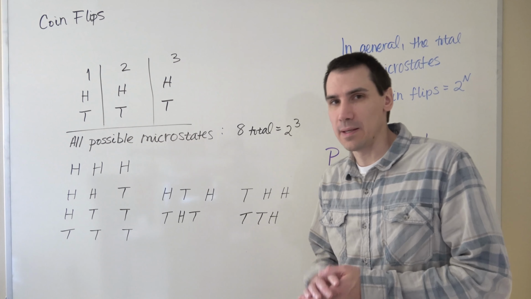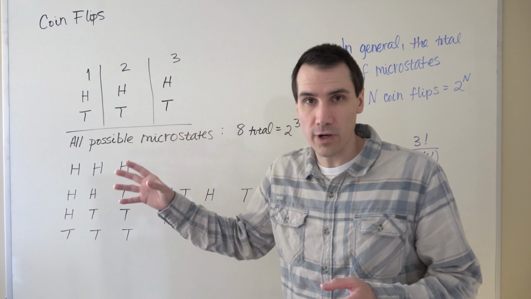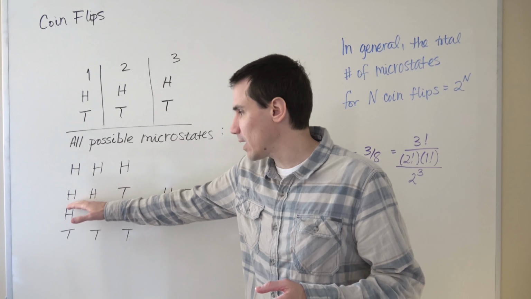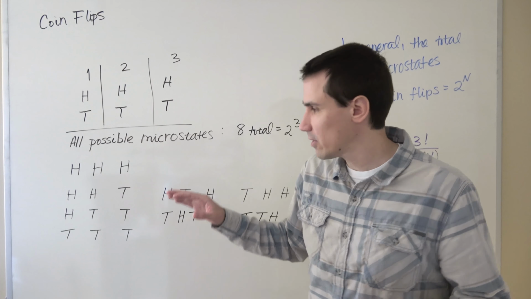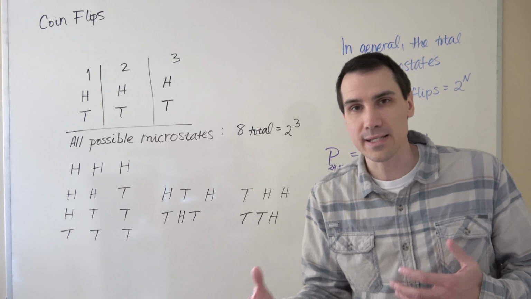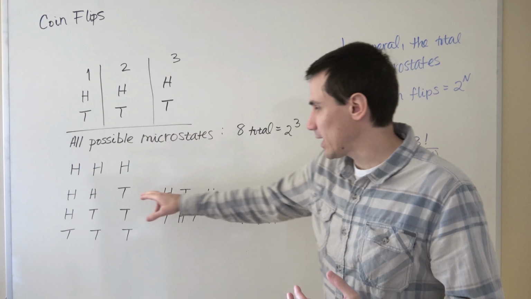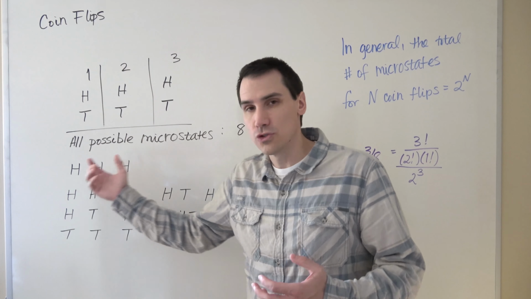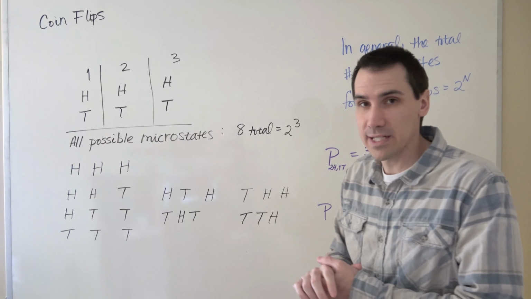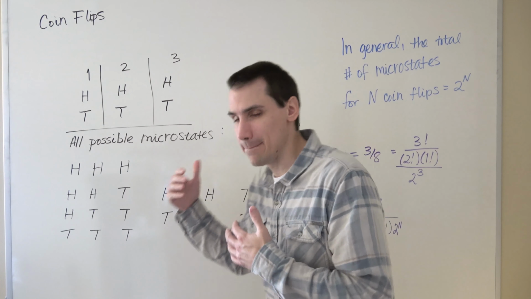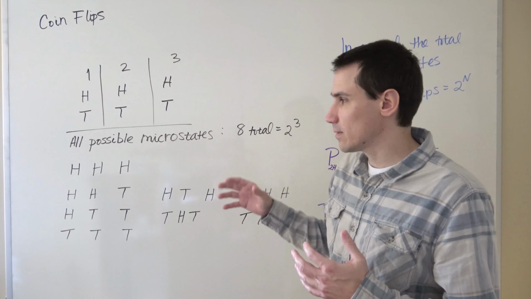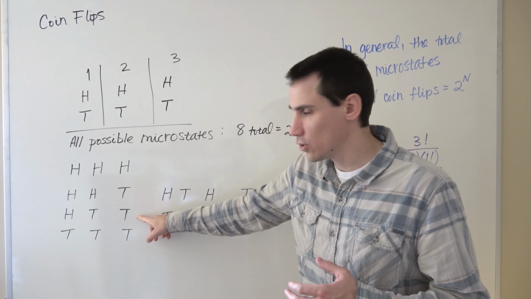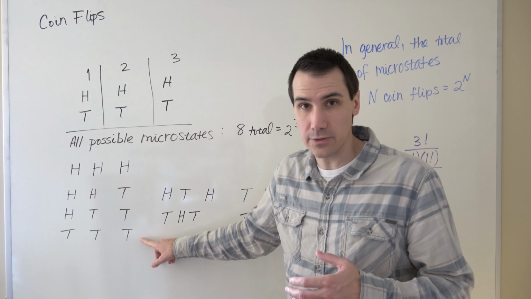Now we'd like to consider the macrostates of this 3 coin flip system. So a macrostate is going to be defined as the combination of how many heads we have and how many tails we have. So 2 heads and 1 tail, that is a macrostate. It has 3 microstates associated with it. There are 3 different ways of rearranging 2 heads and 1 tail. That makes up the number of microstates in that macrostate. So in this system, we have 4 possible macrostates. We have all heads, 2 heads and 1 tail, 2 tails and 1 head, and 3 tails.